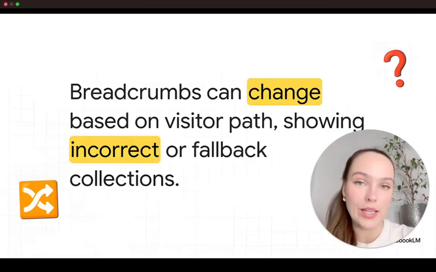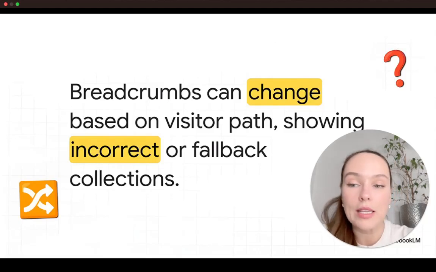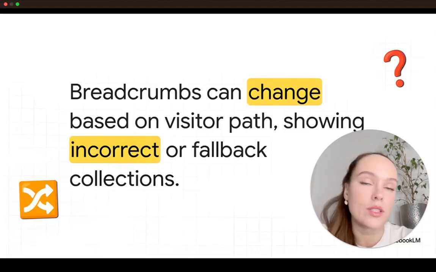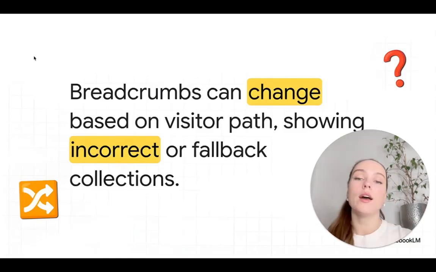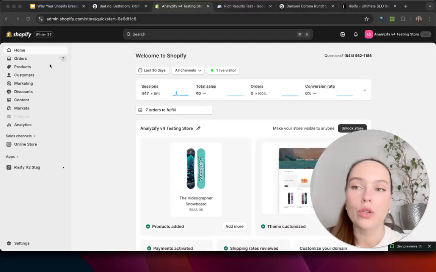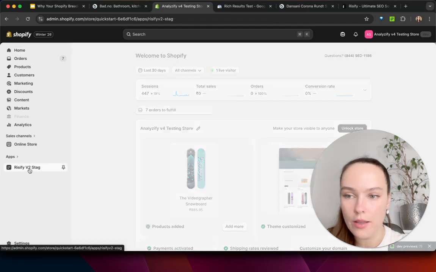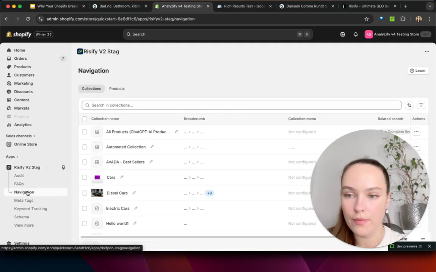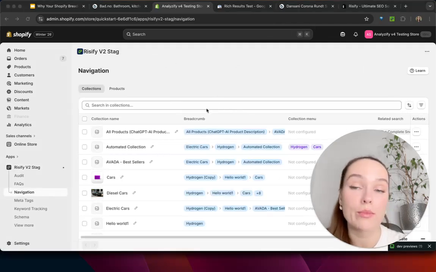And the good news is that Risify solves both of these limitations. You can define explicit breadcrumb paths with as many levels as you need. And those paths display consistently regardless of how visitors reach that page. And now let me show you how to set up breadcrumbs in the Risify app. So in your Shopify admin, go to apps and then select Risify and click on navigation. This is where you configure breadcrumb paths for collections and for products.